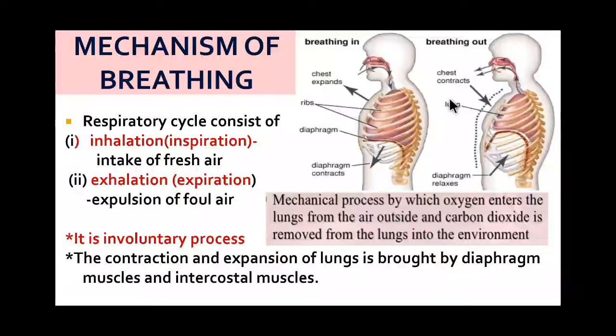Okay, now breathing out, that is passing out of foul air to the outside. Okay, so here the chest contracts, that means there is a decrease in the size of the thoracic cavity. Okay, the diaphragm relaxes and becomes dome shaped, that is it comes to its original position, and the rib cage here, all these are pulled inward and downward.